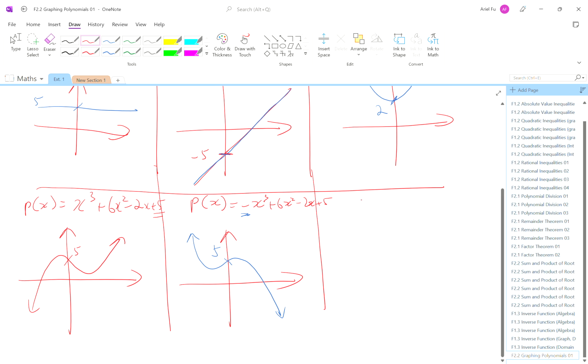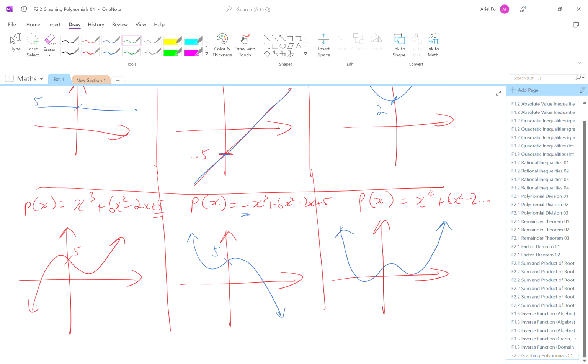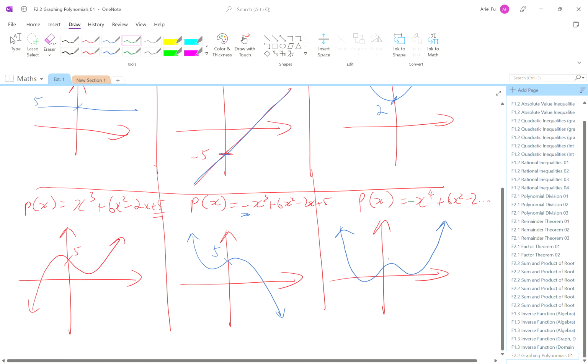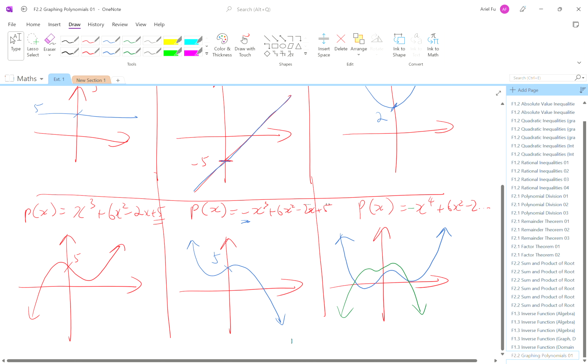Then we're looking at a fourth degree polynomial, p of x equals x to the power of 4 plus 6x minus 2, whatever, squared. Basically what this does is it's going to go like this, something like that. And obviously if it's negative, it's going to go down like this, something like that. Generally, as a summary of what polynomials look like, here is a little summary.